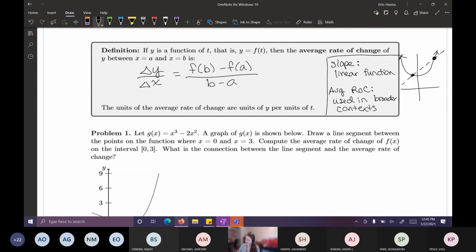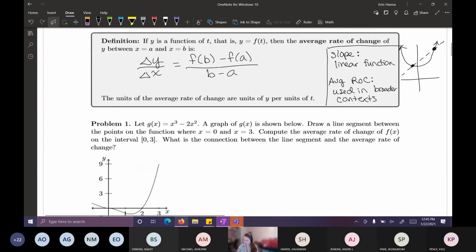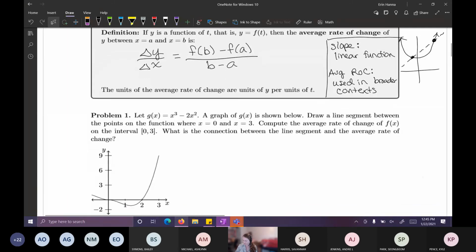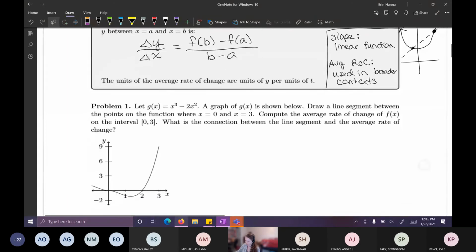So we've got 5 more minutes, so we should be able to do this first example at least. If not, maybe the second one. But let me try to keep that in there a little bit and just squeeze that in. There we go. So let's say g of x is x cubed minus 2x squared. So a graph, part of the graph, is shown right there.